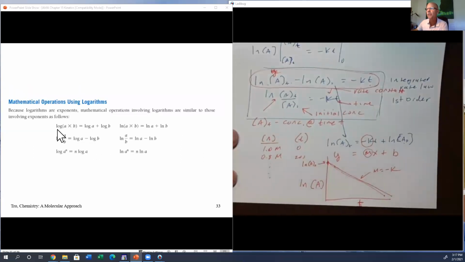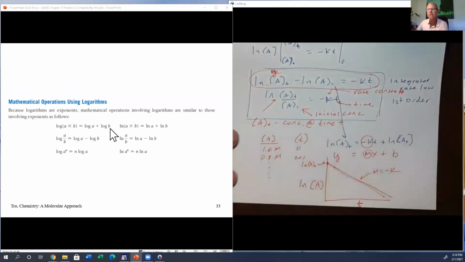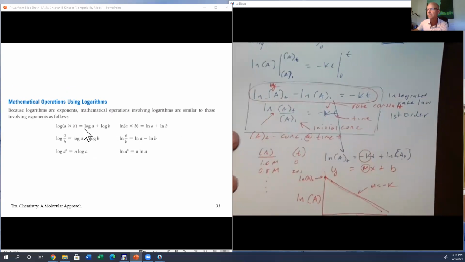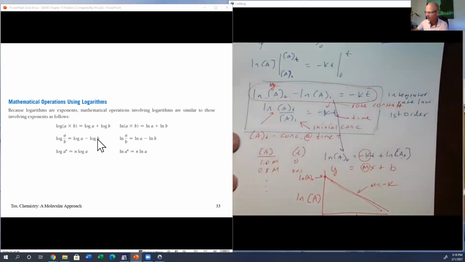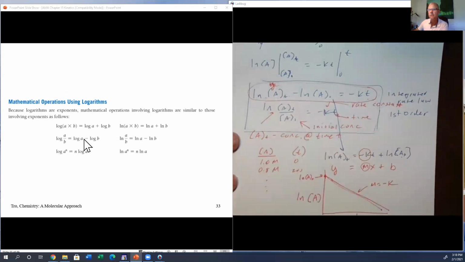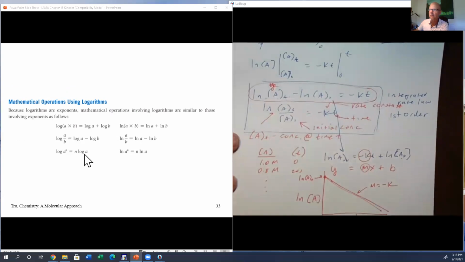Okay, a couple other important things about logs. The log of a product is the sum of the logs, right? Which is what I did. The log of a product is the sum of the logs. The log of a fraction is the log of the numerator minus the log of the denominator, right? So in going from this equation to that equation, I used this relationship. Log of a to the n is equal to n log of a. All right, and that's true for both base 10 and natural.